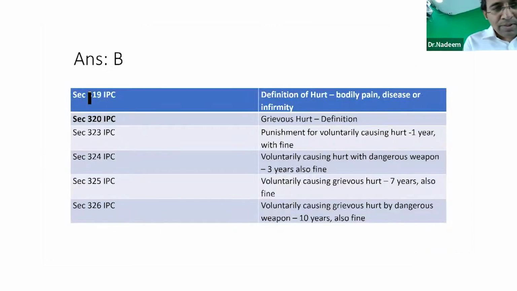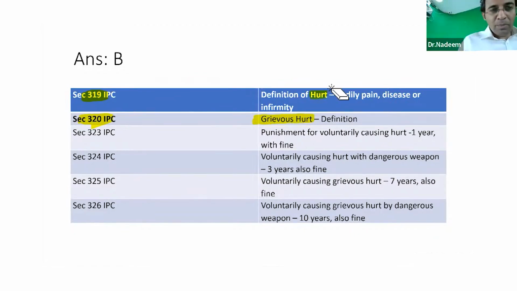IPC number 319 and IPC number 320. IPC number 320 is grievous hurt. Grievous hurt means serious, severe hurt, which can carry a risk to life. Suppose after a fight there was dislocation of a tooth, fracture of bone, deafness, blindness or emasculation. These are grievous hurt, very serious. IPC number 319 is only the definition of hurt.